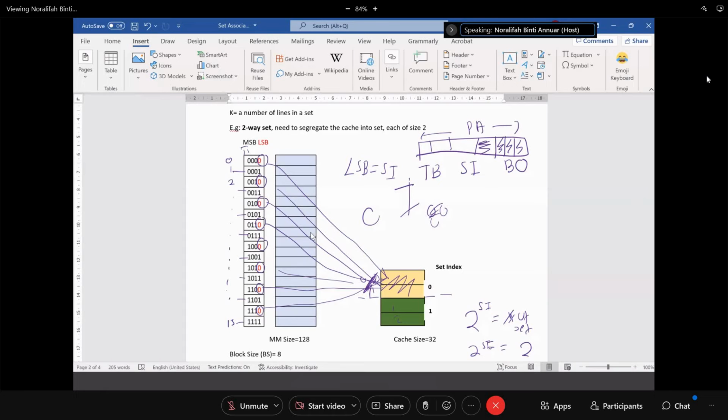What about set index 1? Okay, set index 1, you tengok least significant bit yang ada nombor 1. So yang ini dah 1 hujung. Tu yang kena tahu apa least significant bit. Okay. So yang ini semua akan masuk dekat set index 1. Macam tu je, senang je.